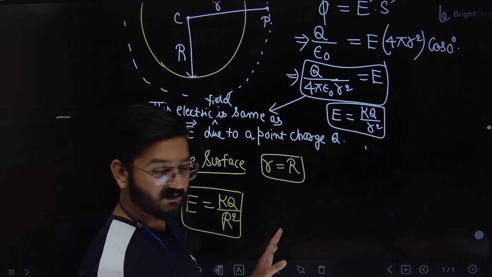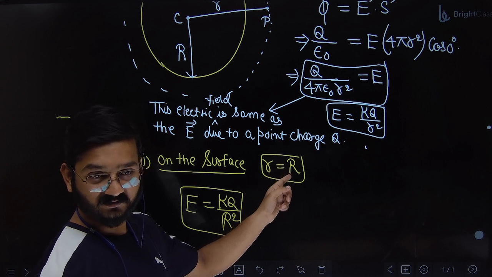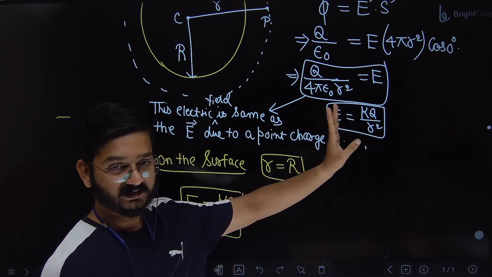No need to write anything. We just write on the surface. Gaussian surface ka radius will be same as the radius of sphere. Just put small r as capital R. Done.